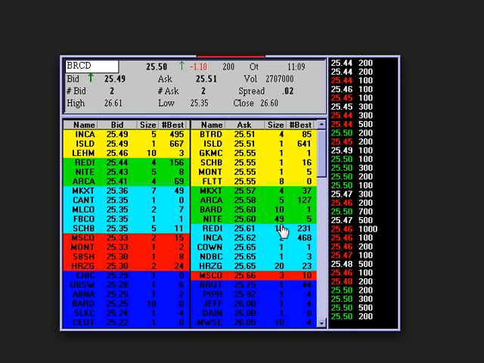When you see this 49, what this means is that there's 4,900 shares that are being sold at $25.60. What that basically tells you is that there's resistance at $25.60, because that is the point where a lot of shares are going to be sold.